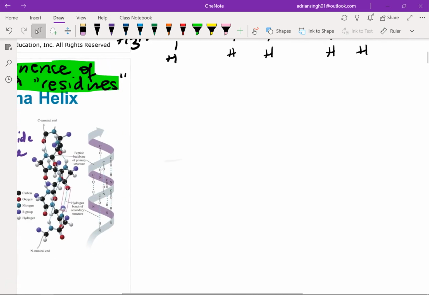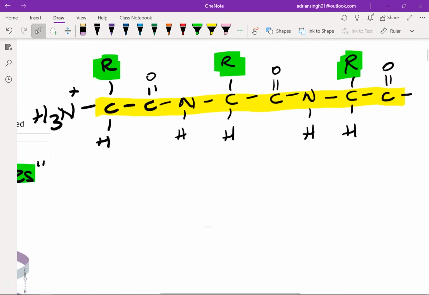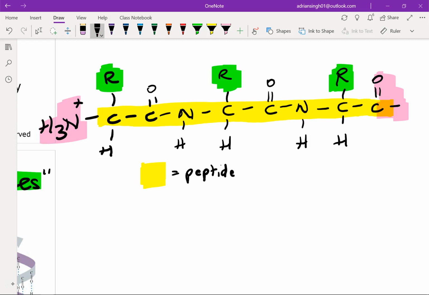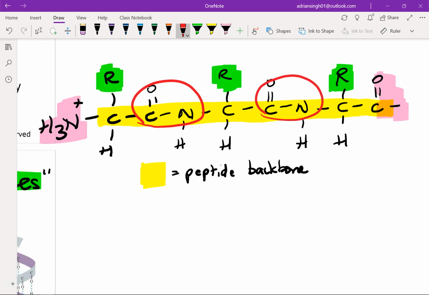So for example, I have a pretty simple protein drawn up here, or a polypeptide. On one end we have our N terminus and we have our C terminus on the other side, and we have our R groups in green here that would tell us which amino acids we have, and those R groups are all attached to the alpha carbon. What we've highlighted in yellow would be the peptide backbone. If you look all the way across, this is the backbone of the peptide bonds. We have a peptide bond here, we have another peptide bond here, and if we continue, we would have another peptide bond over on this side.